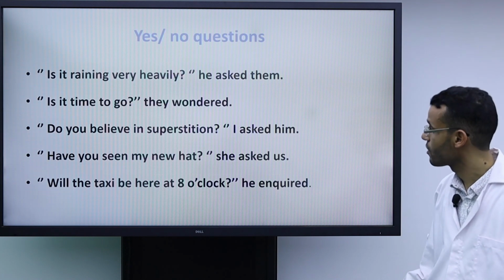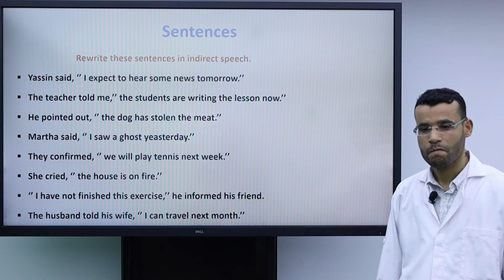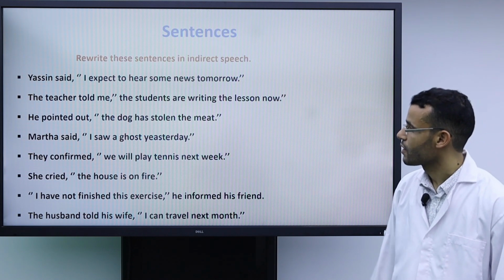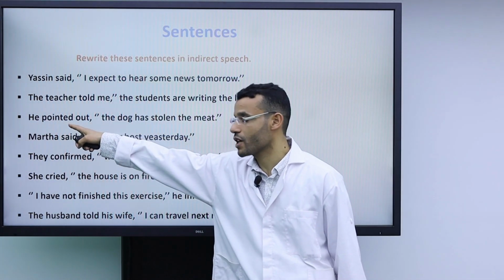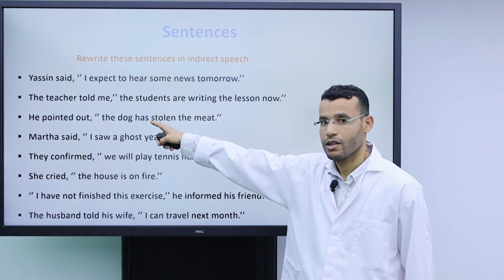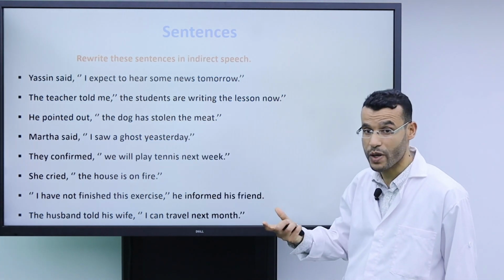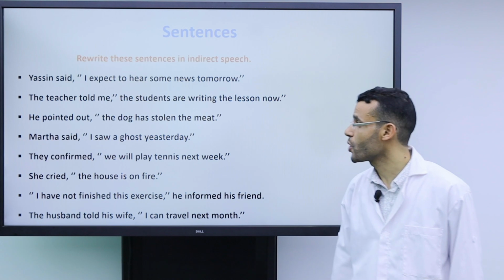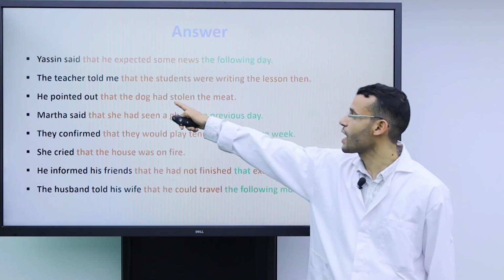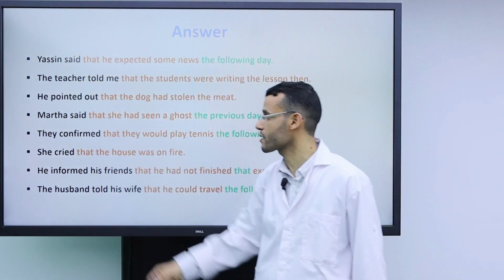And number 3, "He pointed out the dog has stolen the meat." Here the introductory verb is pointed out. Pointed is in the past. So the tense here is present perfect. Has stolen should be changed to past perfect. Okay, so he pointed out that the dog had stolen the meat. Had stolen the meat. Why? Because the introductory verb is in the past.